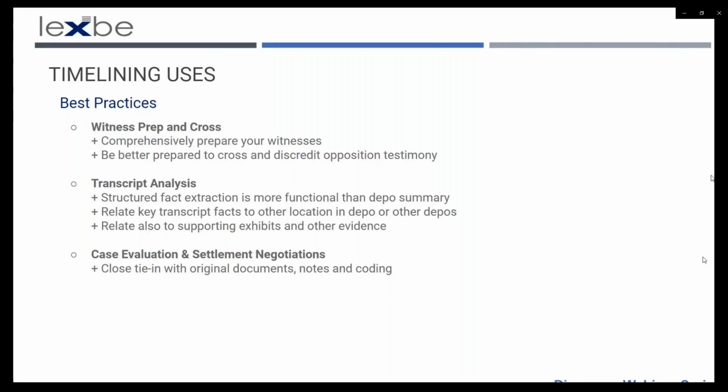You can also relate key facts to supporting exhibits and other evidence, which you can imagine is going to help you if we go back to that discrediting a witness later down the road scenario. So, transcript analysis, like I said, is something that is not often thought of or utilized as much as it should be in timelining software.